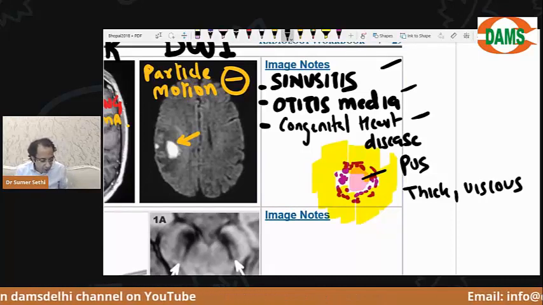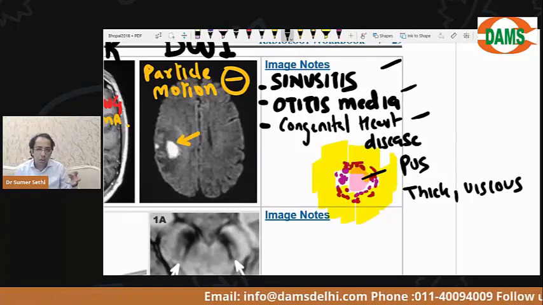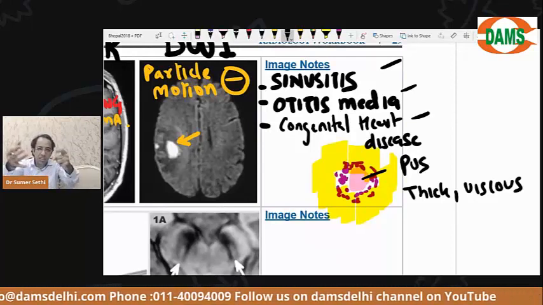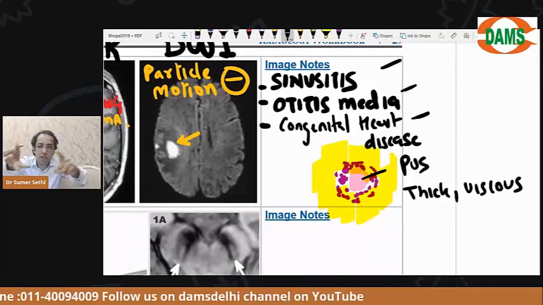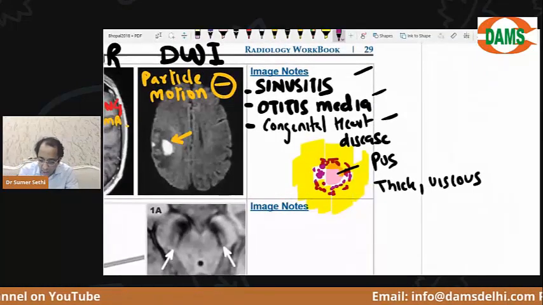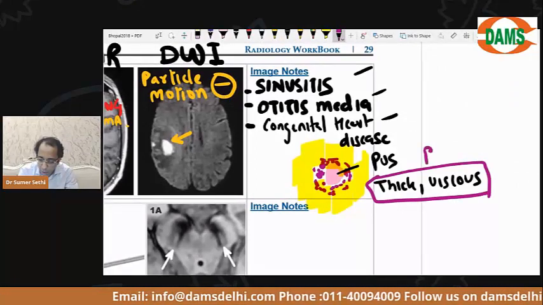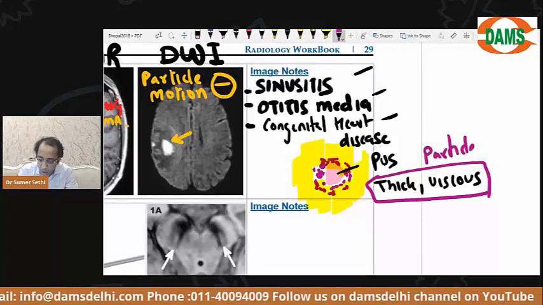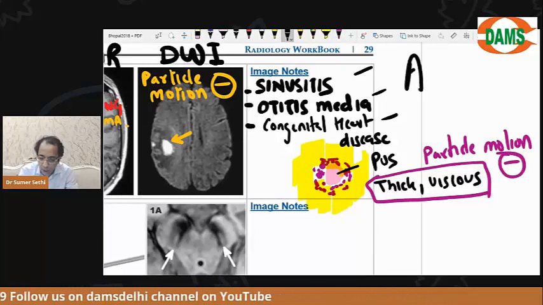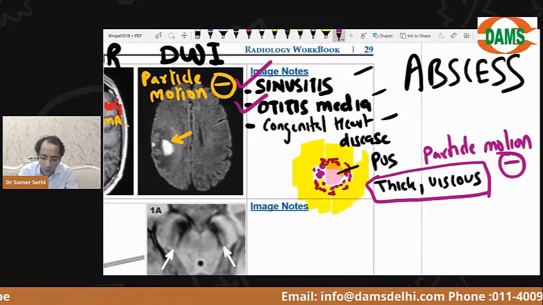So in pyogenic inflammation, what will you have? You will have pus inside. If there is a long-standing chronic inflammation, some of your soldiers which are WBCs will be dead, some bacteria will be dead, and pus is there. Pus is thick and viscous. If the pus is thick and viscous, what will happen to the particle motion? There will be no particle motion. And this is called brain abscess. Okay, and these are the reasons why you develop a brain abscess.